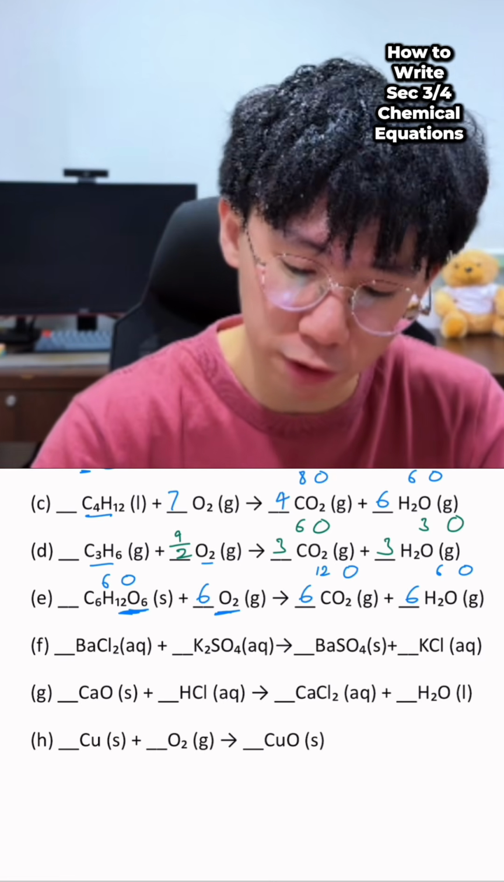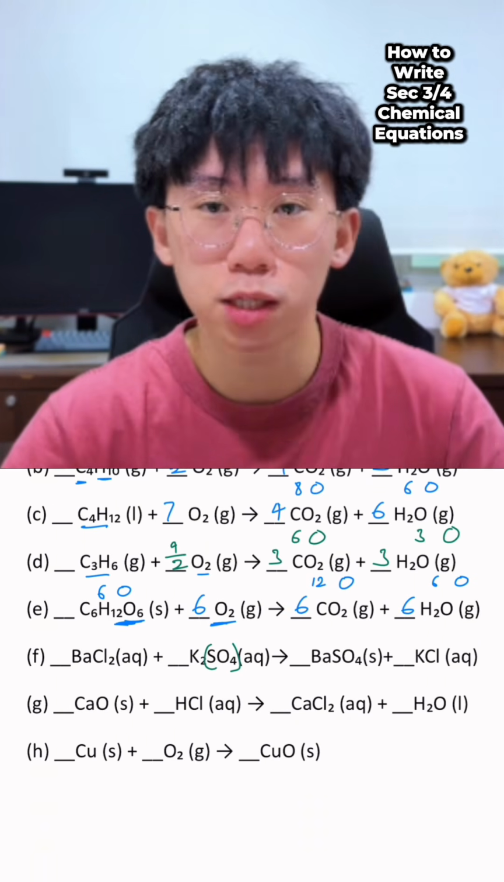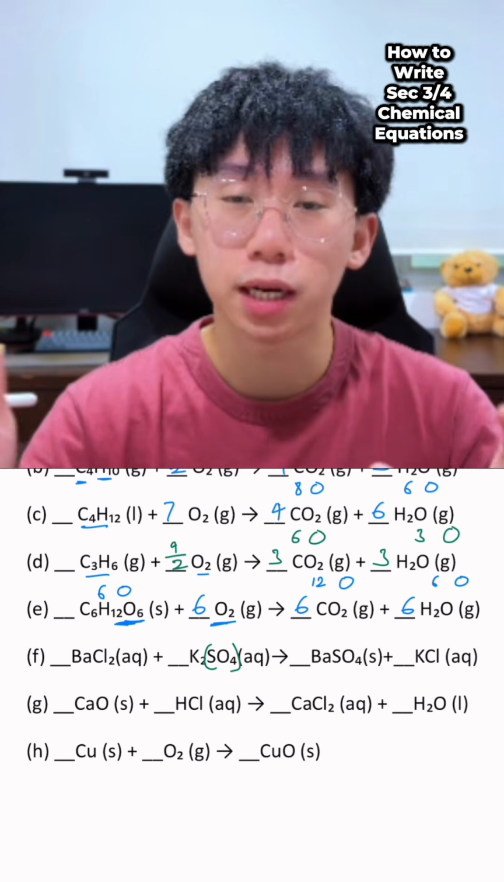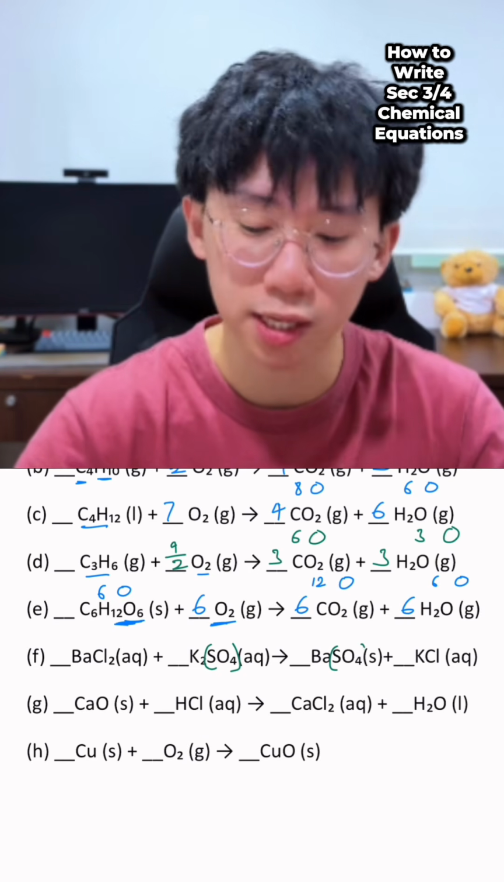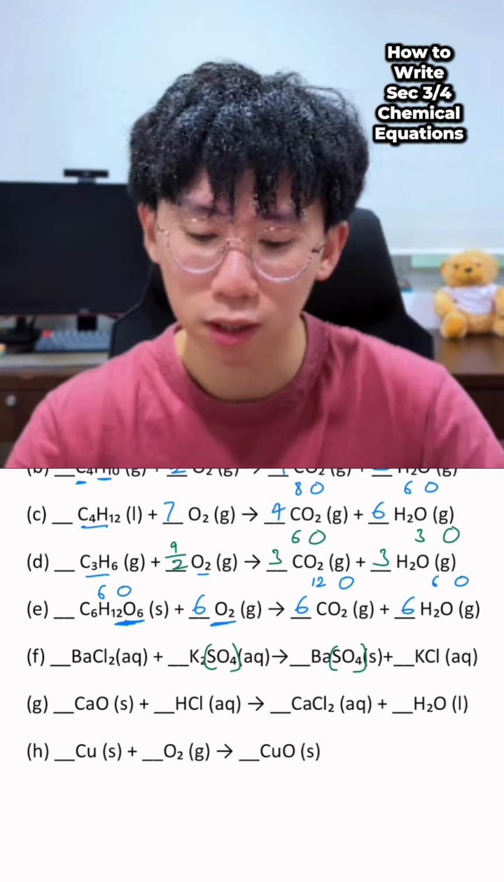So for example, sulfate. You can just put a bracket over here, and this SO4 is kind of like one unit, and you can count the number of SO4s, like for example over here. So this SO4 is already balanced. You don't have to care about it, okay?